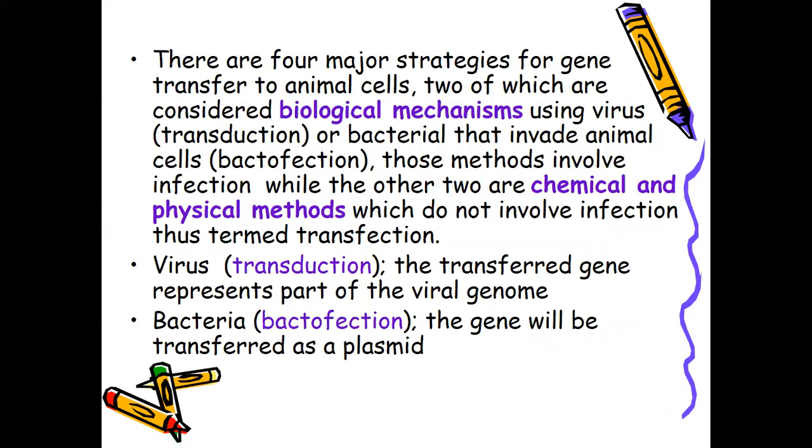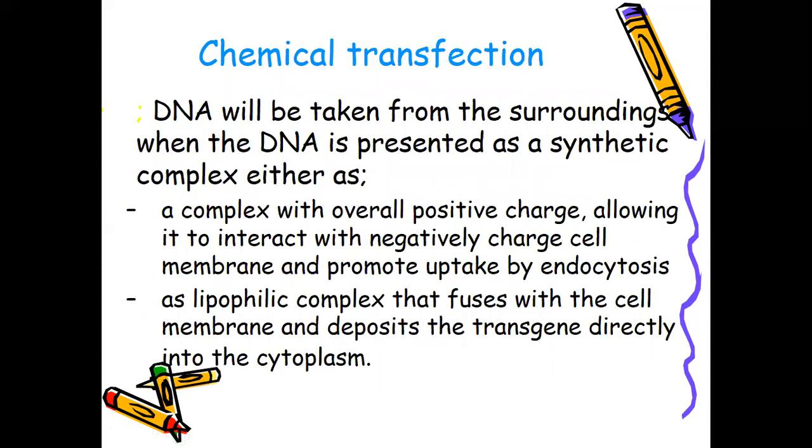So what are the other methods? Physical methods and chemical methods. The chemical method is also another method of DNA transfer. DNA will be taken up from the surroundings when it is presented as a synthetic complex with an overall positive charge, allowing it to interact with a negatively charged cell. So if DNA is negative, it will interact with positively charged molecules. This is the chemical transfection method.